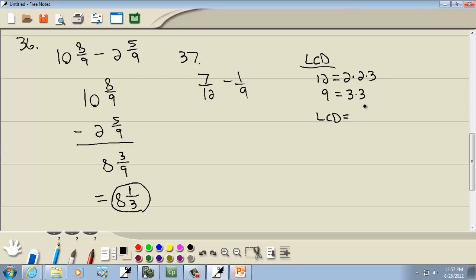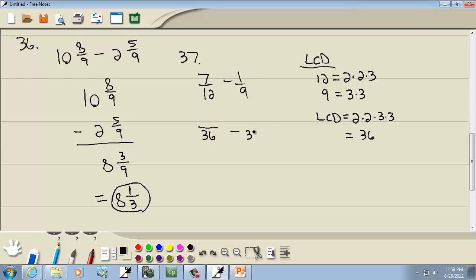Now again, we start with each prime. We'll start with the first prime, 2. We're looking for the greatest number of 2's on any single line. There are 2 of them here, none of them here. So the greatest number of 2's on any single line is 2. Then I go to the 3. I'm looking for the greatest number of 3's on any single line. There's 1 here, there's 2 here. So the greatest number of 3's on any single line is 2. Well, that's 4 times 9, which is 36.